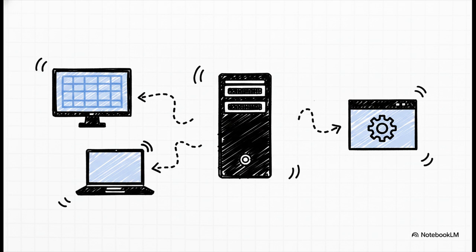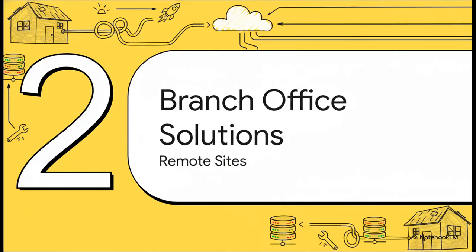The underlying process remains identical. It's literally just your management vector that changes. Section 2, Branch Office Solutions. Let's move along and see how this builds into our next topic.